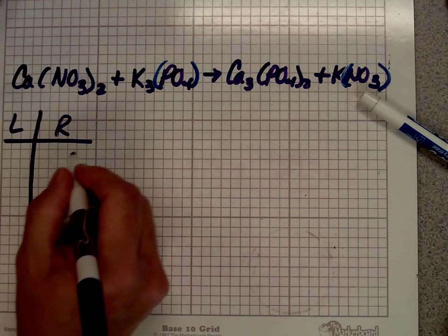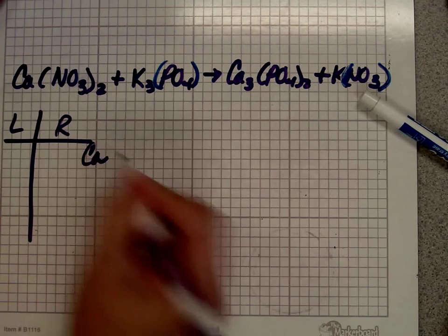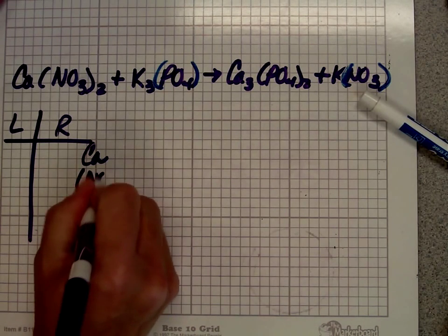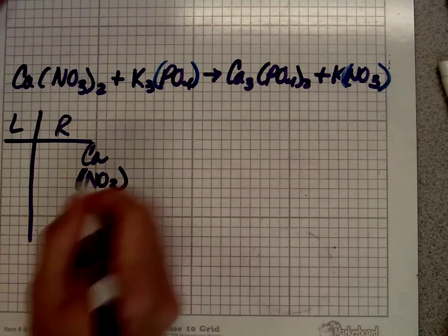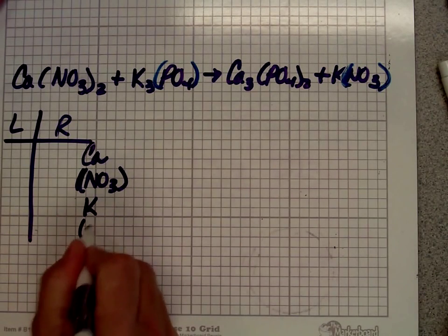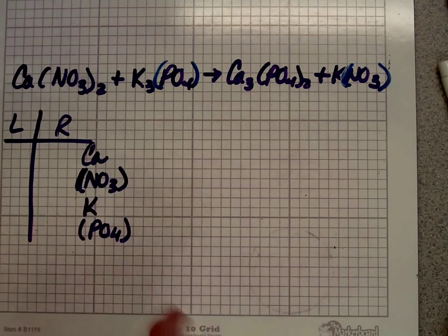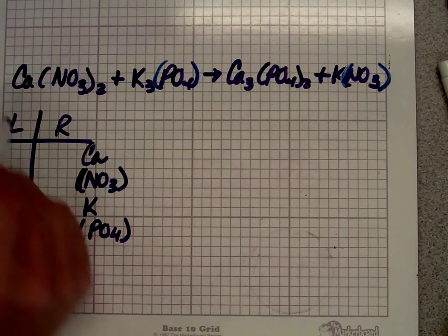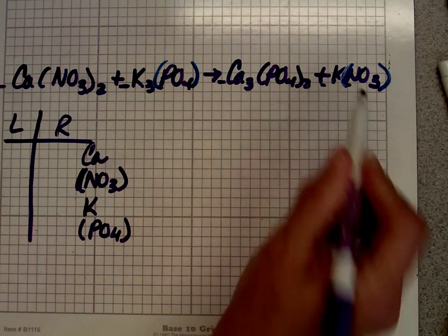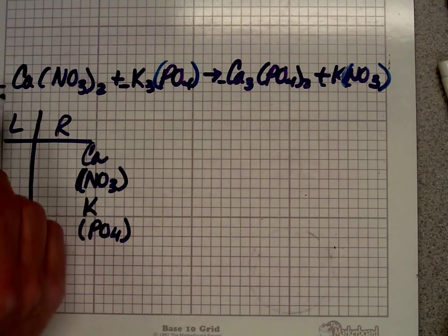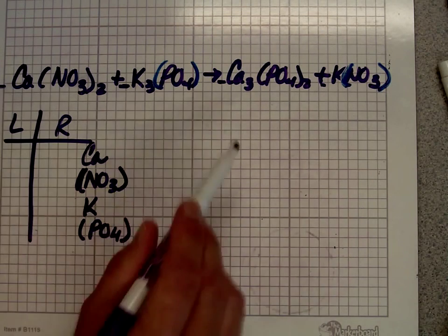And what materials do I have? Well, I have calcium. I'm going to keep NO3 together. And the reason I'm keeping it together is because I have it on both sides of the equation. I have potassium and I have PO4. I also put it in parentheses just to remind me to keep it together. So I didn't draw my little blank lines here because I don't really have enough space on my board, but you know that they're there. Again, those lines are the only place I can make changes.